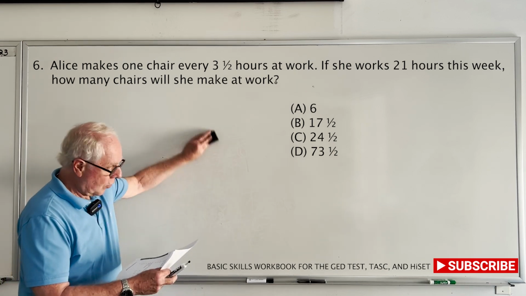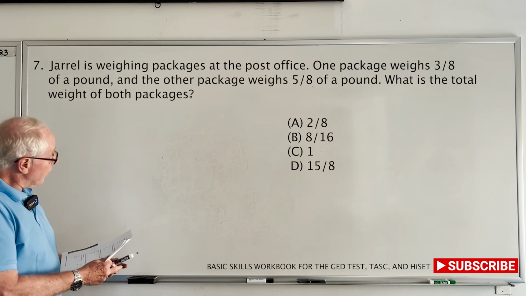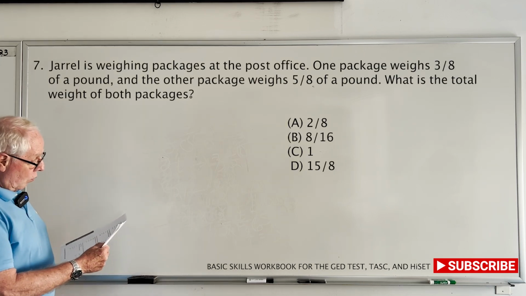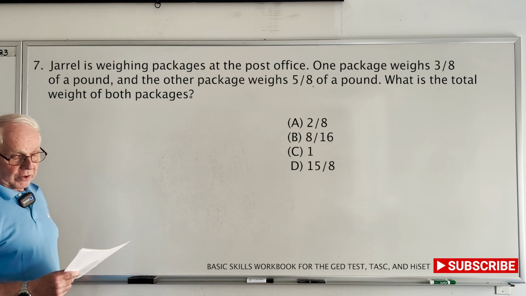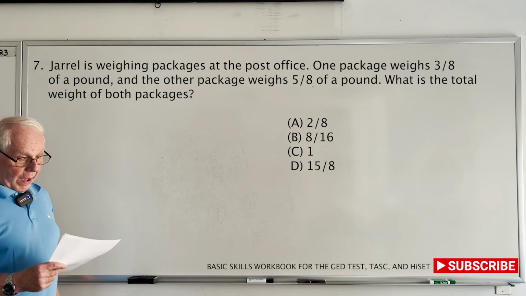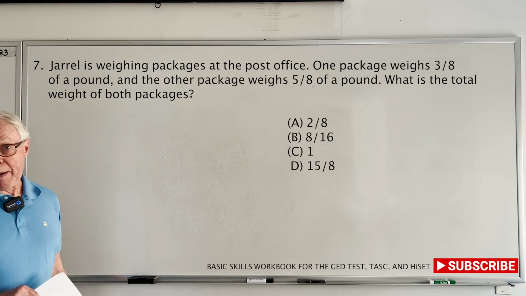We'll move on to number 7. Number 7 says, Jarrel is weighing packages at the post office. One package weighs 3/8 of a pound, and the other package weighs 5/8 of a pound. What is the total weight of both packages?